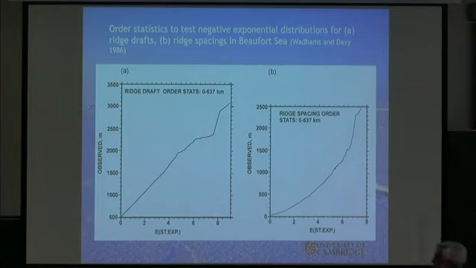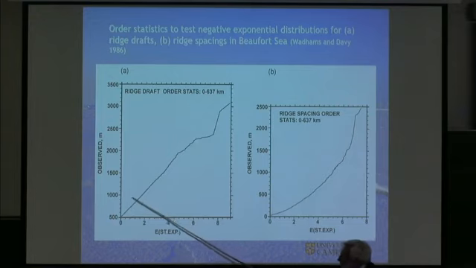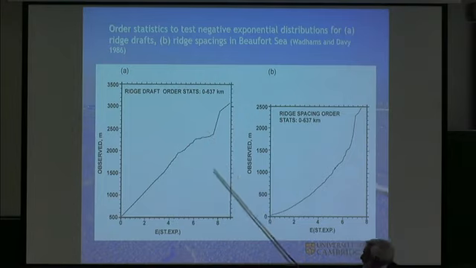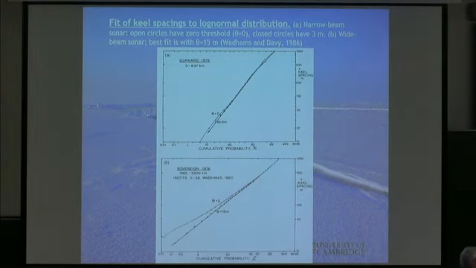So you can check that out by using order statistics, where if you look at ridge drafts and you do an order statistic based on negative exponential, it will give you a straight line showing you're okay. But if you do that with ridge spacings, there's a bias, which means negative exponential doesn't work for ridge spacings. But what does work is a log normal. And you find if you do your measurements with very high resolution sonar, you get a 2-parameter log normal, which means your ridges can be indefinitely close together in the statistic.